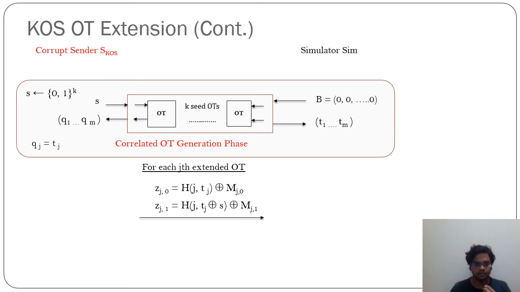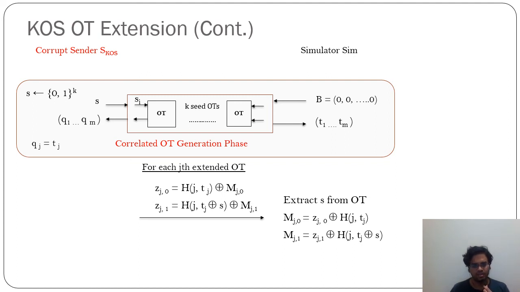So let's look at the situation when the sender of the KOS protocol is corrupt. In such a situation, the simulator simulates the role of the receiver. The simulator can do so by setting all the choice bits to 0, and then he computes the seed OTs using the honest receiver protocol. At the end of the honest receiver protocol, he obtains T1 to Tm. Then he obtains zj,0 and zj,1 from the corrupt sender. Then he extracts S from the seed OTs using the OT simulator. Finally, he can extract both mj,0 and mj,1 given the knowledge of S.